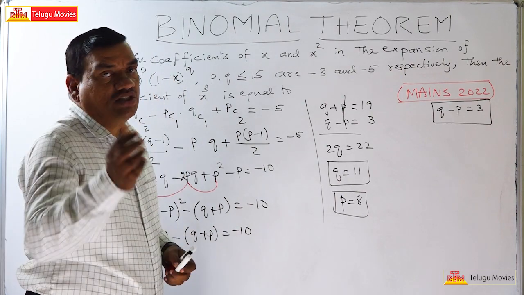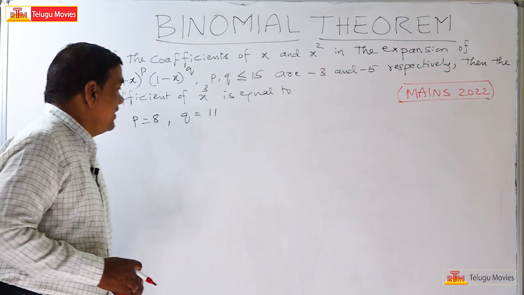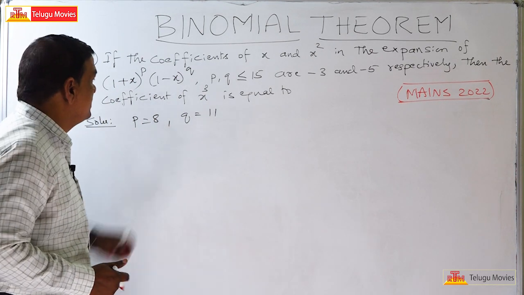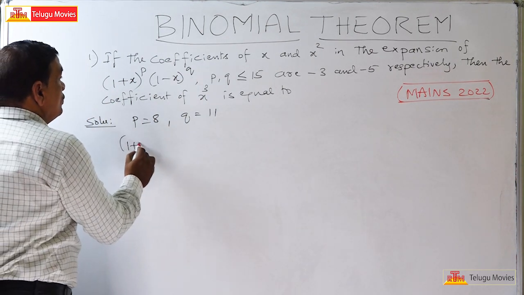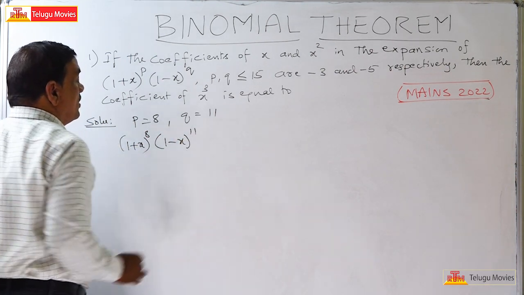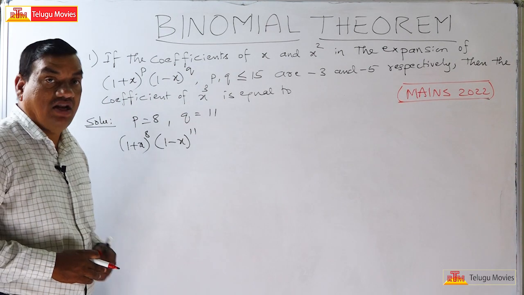Okay, now let us continue the solution. Welcome back. Here P value we got 8, Q value we got 11. Let us substitute here. So this is equal to 1 plus x to the power 8 into 1 minus x whole power 11. 1 minus x, the Q value is 11.